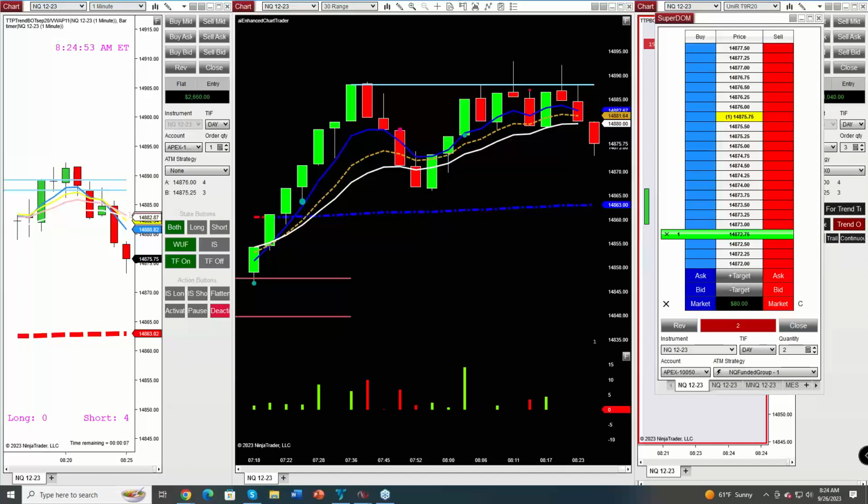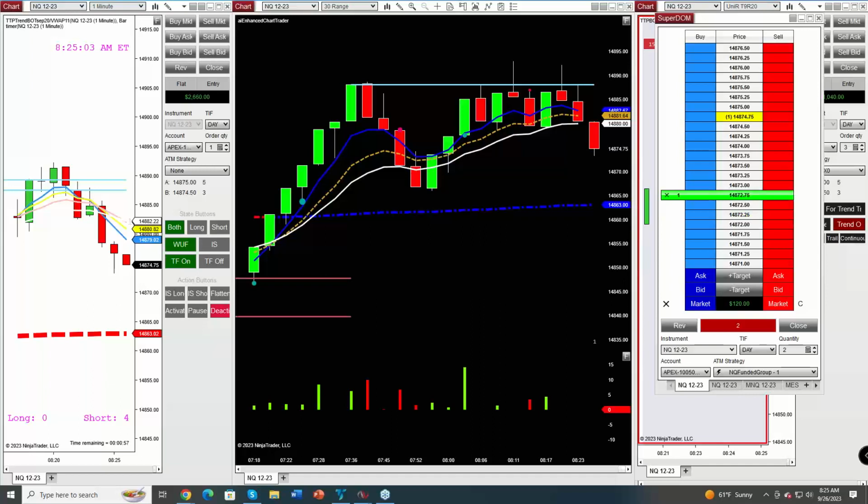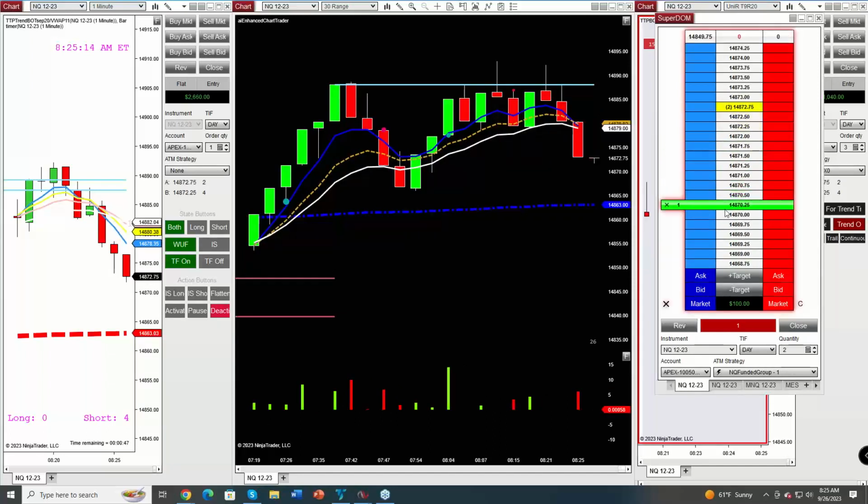Traded into some support here at 73. It'll be at 9 o'clock as always, 9 a.m. I'm going to use market replay so you guys can. All right, there's target one. Target one is hit.